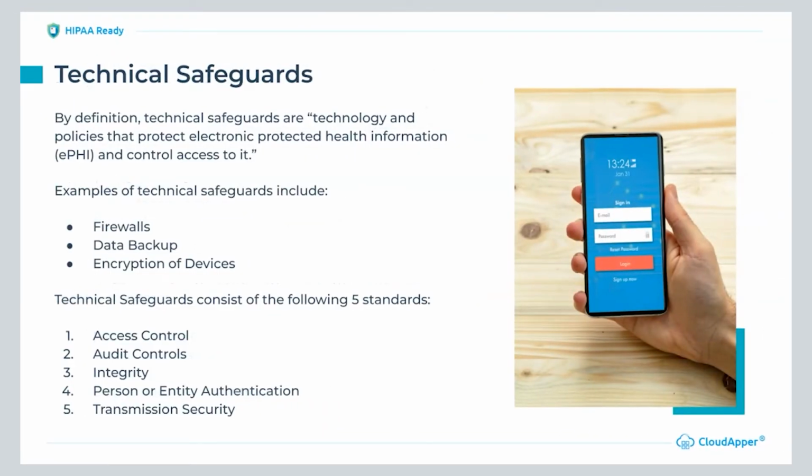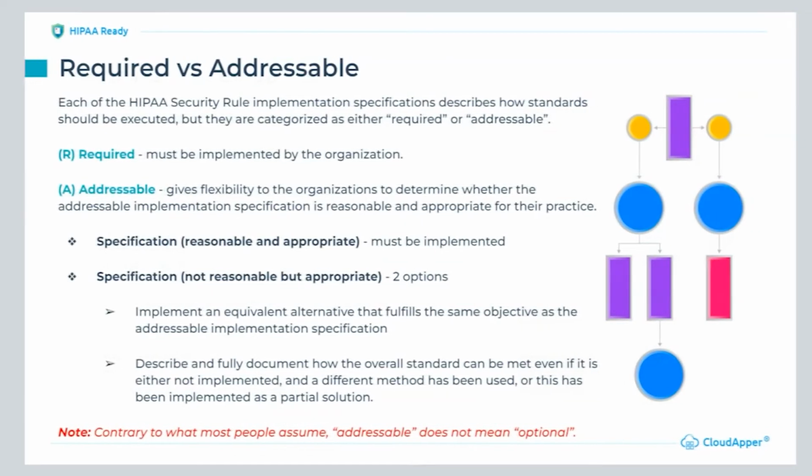Technical safeguards. By definition, technical safeguards are technology and policies that protect electronic health information and control access to it. Examples of technical safeguards include firewalls, data backup, and encryption of devices. Technical safeguards consist of the following 5 standards: access control, audit controls, integrity, person or entity authentication, and transmission security.